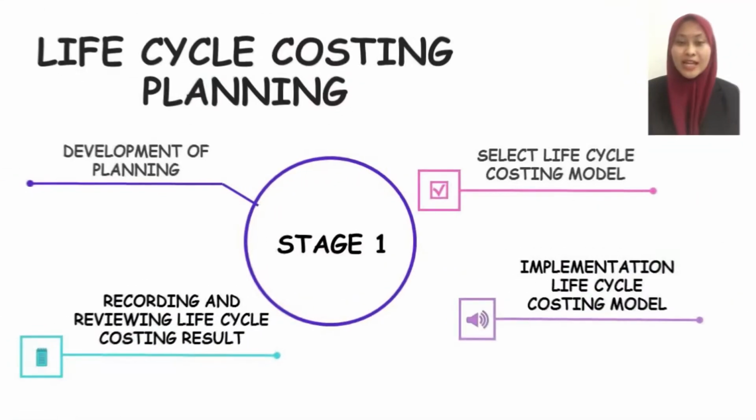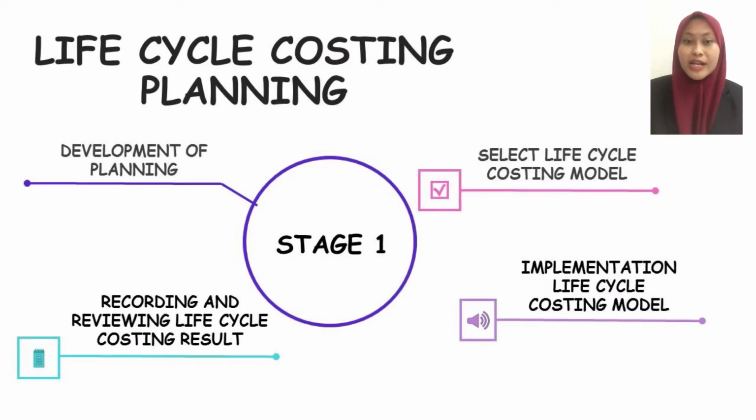As Akila mentioned just now, there are three processes of life cycle costing. So we will look at each stage of the process. The first stage is life cycle costing planning. Basically, there are 4 steps involved. First, development of planning. Second, recording and reviewing life cycle costing results. Third, select life cycle costing model. And fourth, implementation of the life cycle costing model.